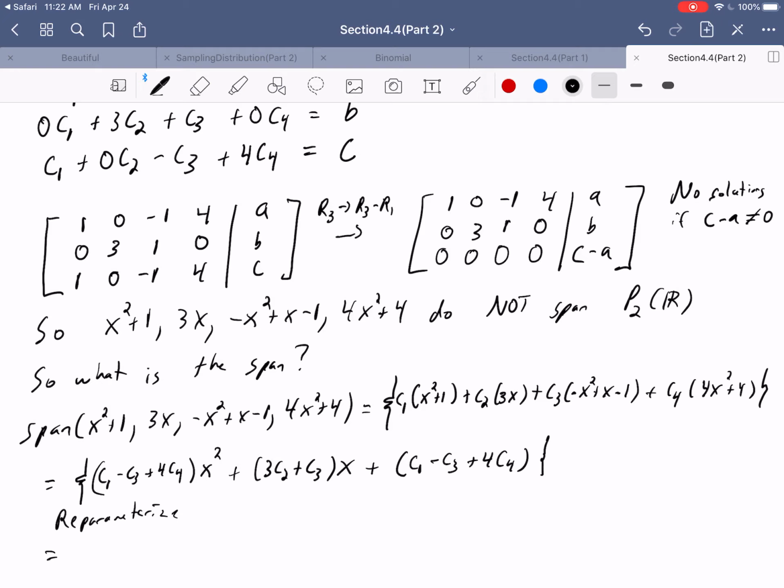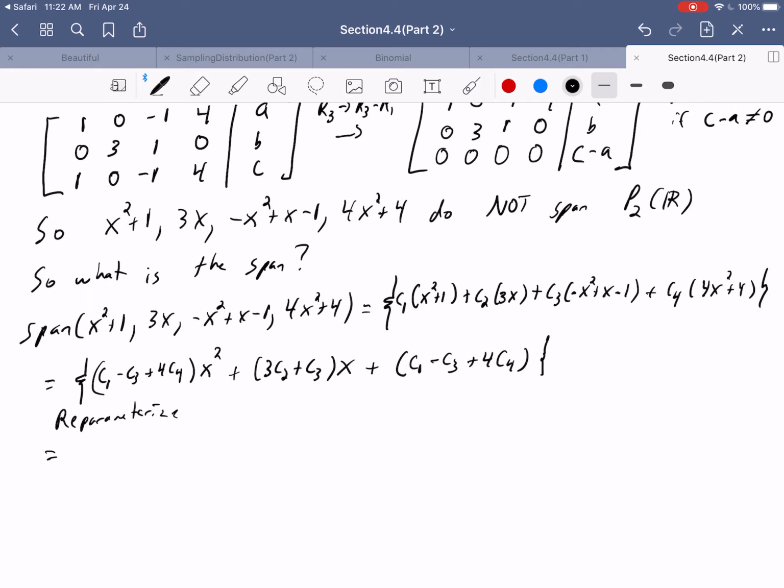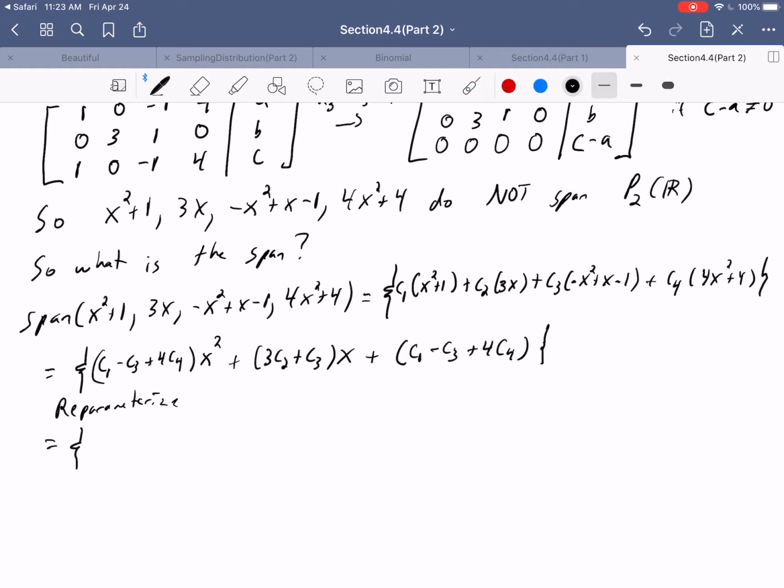So in other words, if we re-parameterize, we should recognize this as the set of all things, I don't know, let's just give this a name. I'll call this T, I guess. T x squared. Now this is certainly different, so I'll call that S, plus S x. And then this is exactly the same as this, so plus T. So in other words, it's all the sort of quadratic polynomials that have this property that their coefficient for the x squared is the same as their constant. So this would be a nice description for the span of these vectors.